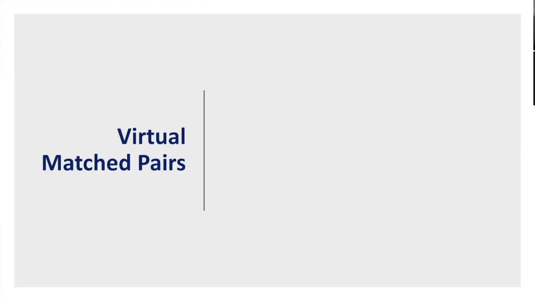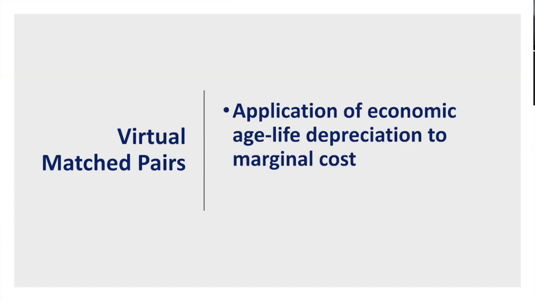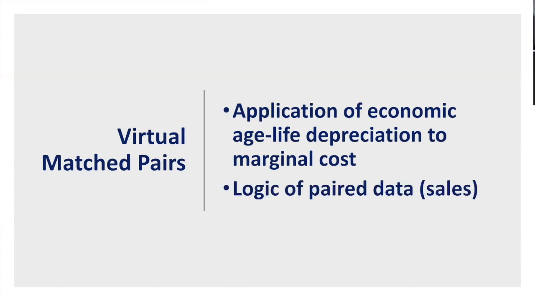Well, now what I want to do is combine the concepts of depreciation with marginal cost. I call it virtual match pairs. It's applying economic age life depreciation to marginal cost. And it uses the same logic as paired sales, paired data, the technical term.